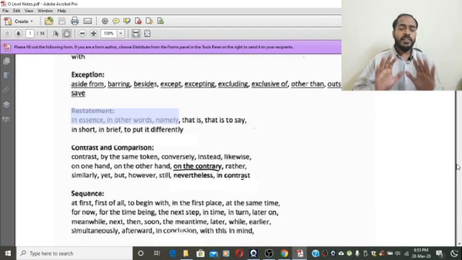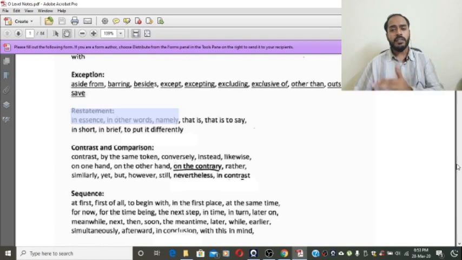Sequence. Sequence means serial. 1, 2, 3, 4. First, second, third, fourth. A, B, C, D. This is what I mean by sequence: something that is one after the other in such a way that it falls in its places. So we can say sequentially he will be working.